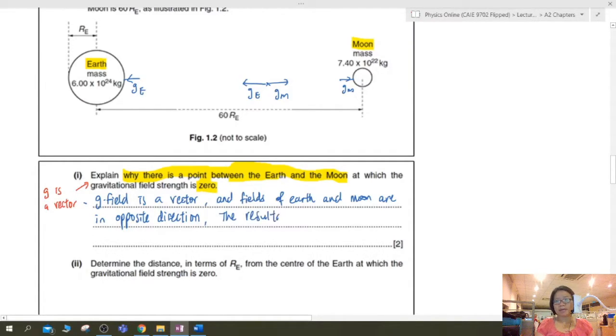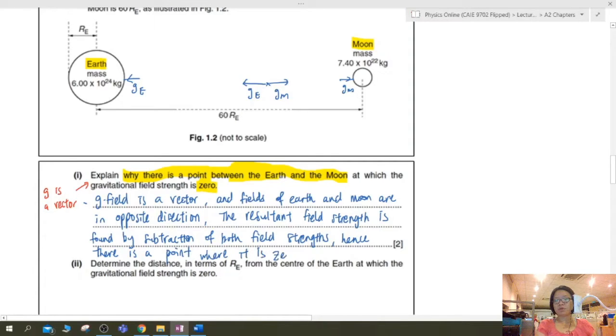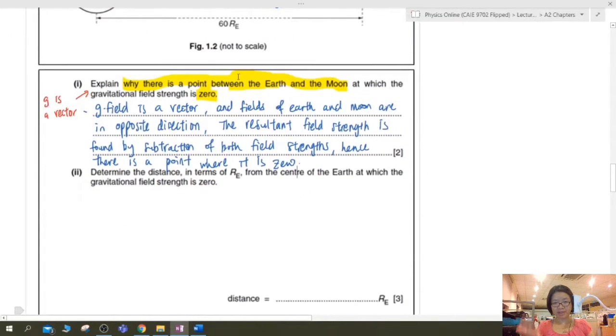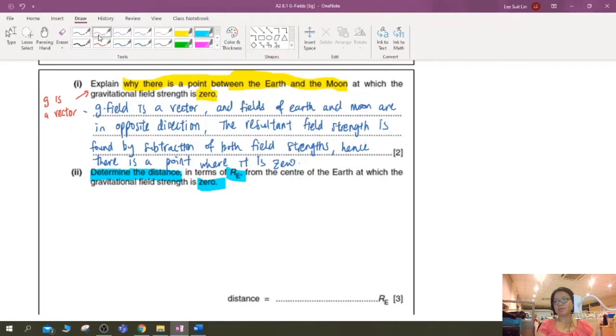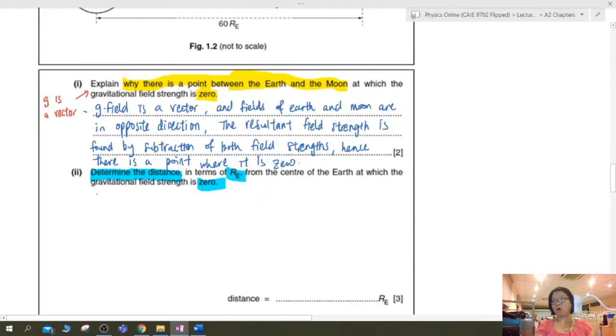But what do you mean by cancel out there? This means that the resultant field strength is found by subtracting, like GE minus GM, subtracting both fields because they are in the opposite direction. That's why you subtract. Hence, there will be a point where it is 0. Okay, so first you explain it's a vector. If not, your subtraction will make no sense. That will be 1 mark. And the second mark is opposite direction. So that's why you get 0.